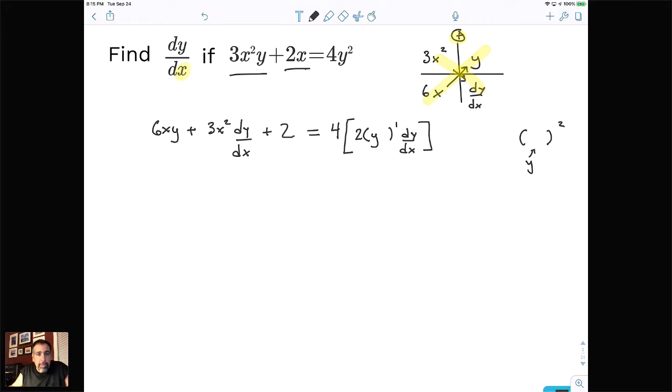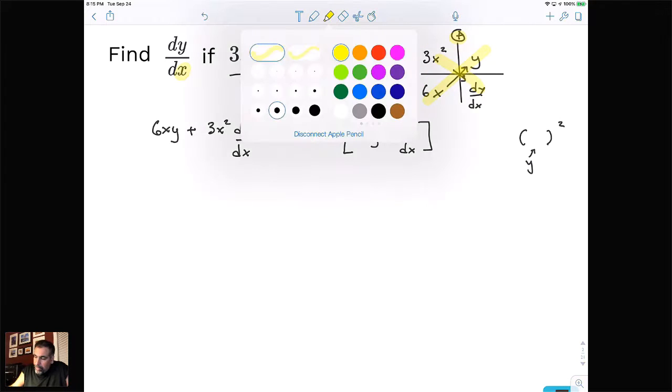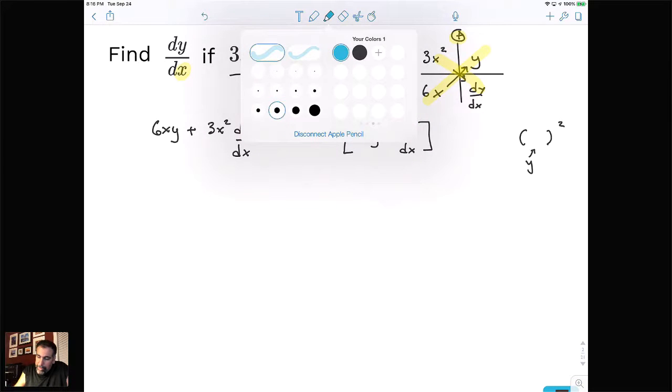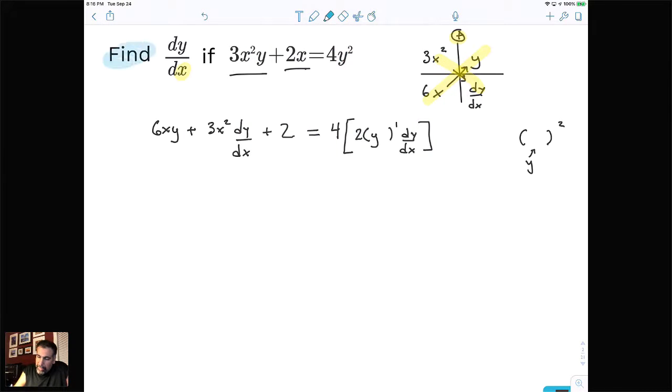So now comes the key word in this problem. That's kind of a hidden one for some students. And that key word is up here, and it's back here to it being find. Find means solve. We need to solve this equation for dy over dx. Well, the original equation up here didn't have any dy over dx's in it, but by taking the derivative of both sides, we now have several dy over dx's in it.